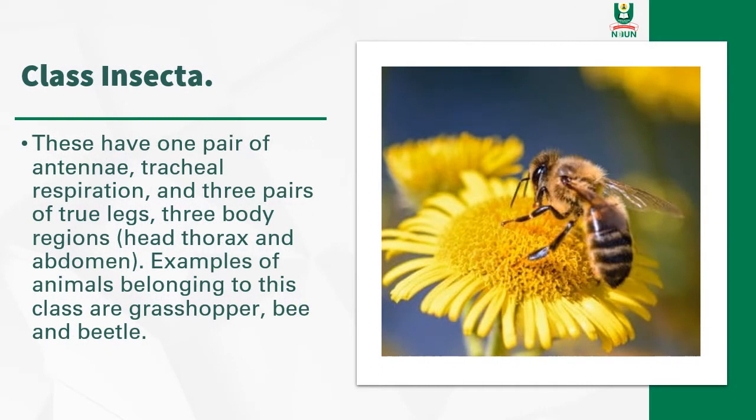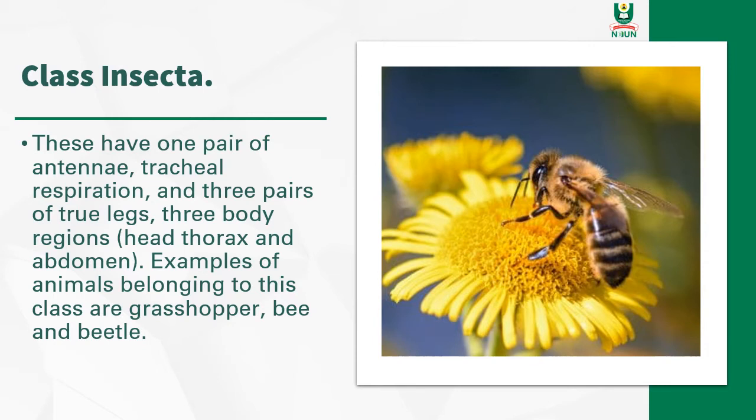The first class is the class Insecta. Class of insects, Insecta. And they have one pair of antennae. That antenna is at the front of their head. Look at it. This is the beak here. This is the antenna. It pokes out, so it's easy to see.